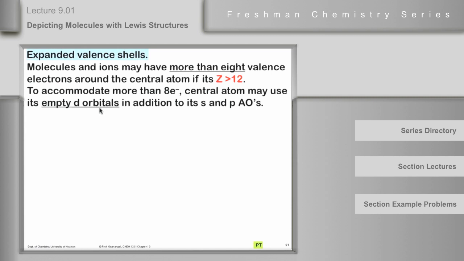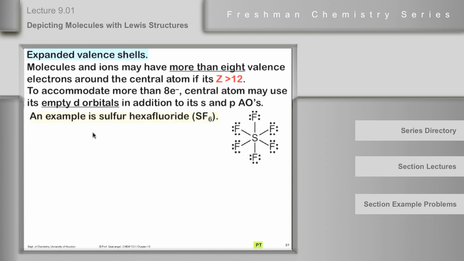The argument against doing that is that those 3d orbitals are very high in energy, and because of that, they don't contribute much stability to this system. So there is at least one other explanation. It's not much better than this, so I suggest we just stick with this and look at some examples.